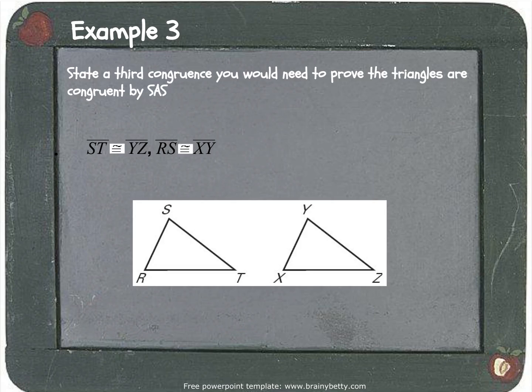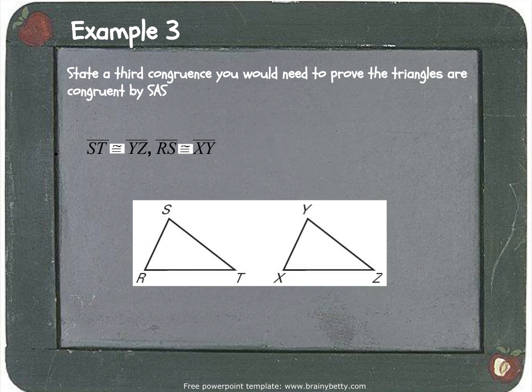All right, looking at example number 3, it says state a third congruence. You would need to prove that the triangles are congruent. So they're giving us information. Like I said, since the beginning of the year, labeling is key. So I want you guys to try and label your sides. They're giving me 2 sides, and then you need to identify what is my third congruency to make this triangle side angle side. So go ahead and label these.